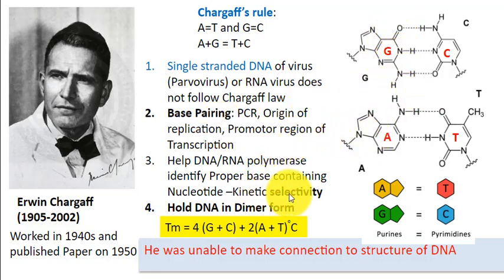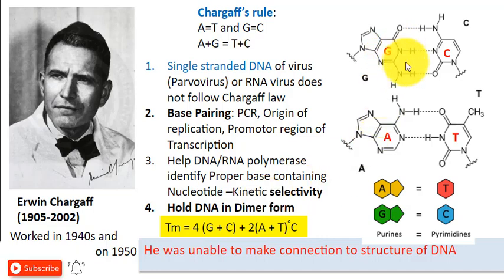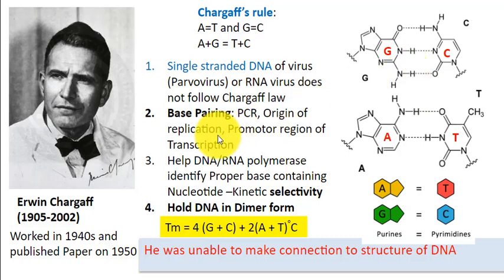Base pairing is also very important during DNA synthesis, because base pairing helps the selection of a particular type of nucleotide. This is called kinetic selectivity. This kinetic selectivity is helped by base pairing. DNA and RNA polymerase cannot select this, so base pairing helps. The template strand is there, and base pairing with the template strand will choose the proper nucleotide sequence for DNA and RNA synthesis.